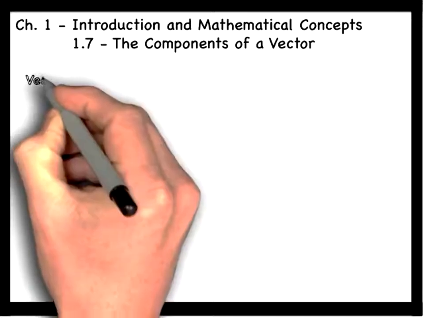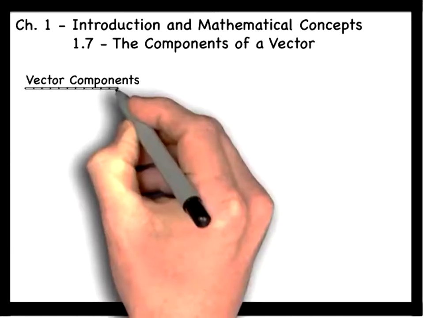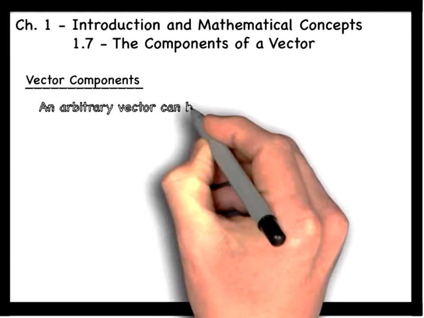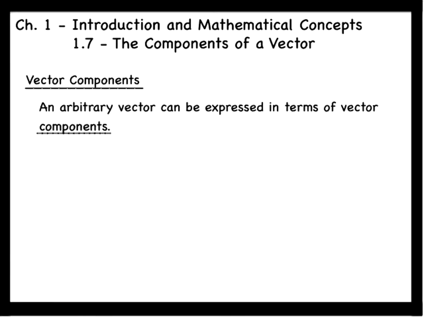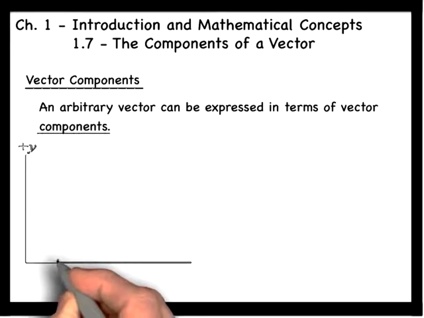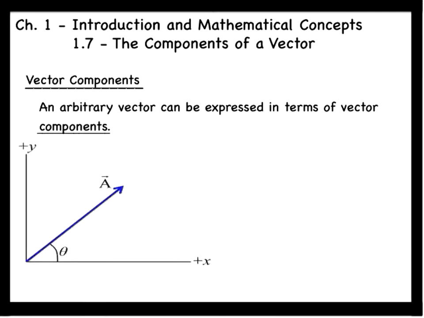Any arbitrary vector in the xy plane can be broken down into two vector components, one lying along each axis, that add vectorially to equal the original vector. Take for example an arbitrary vector A. It can be expressed in terms of its x and y components, A sub x and A sub y, that lie along the x and y directions respectively.